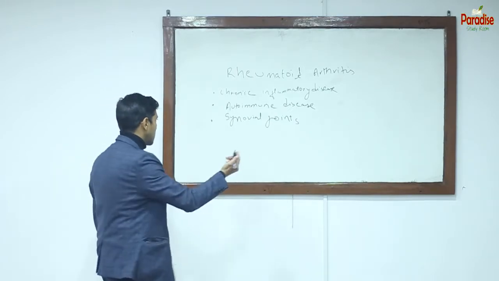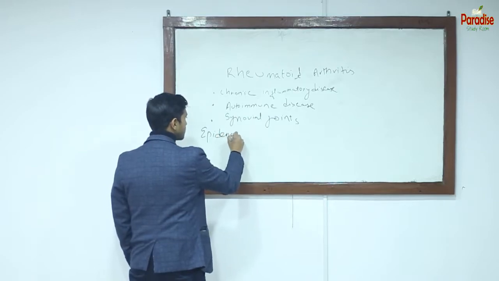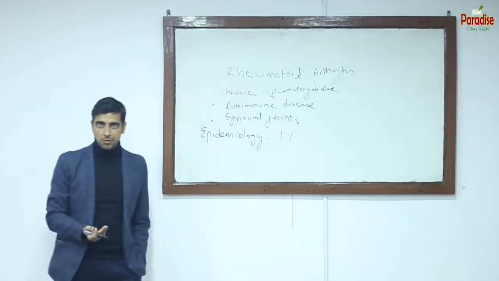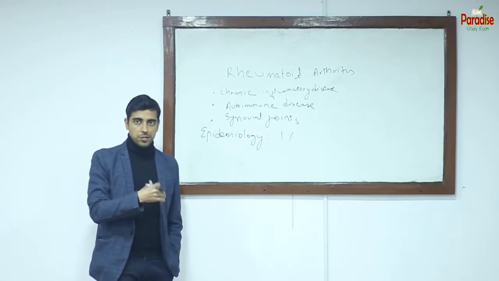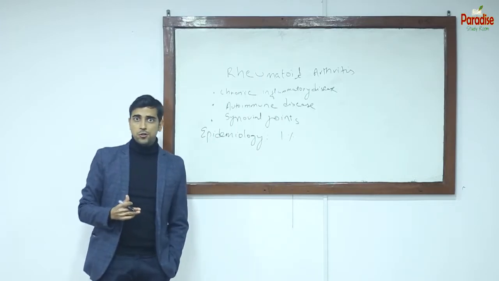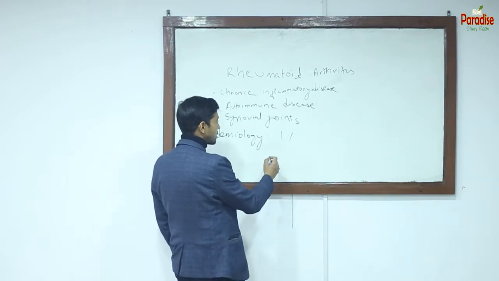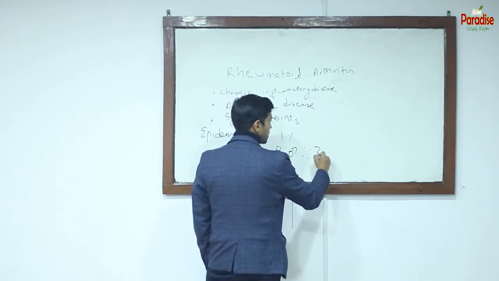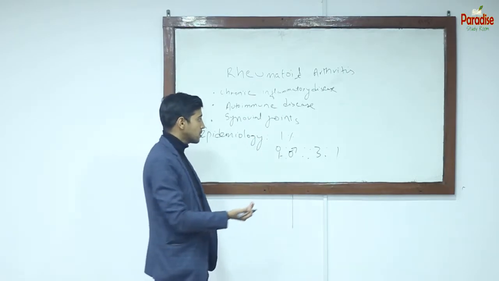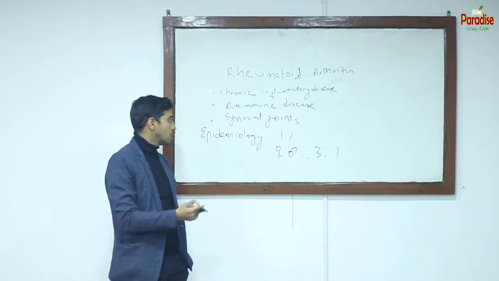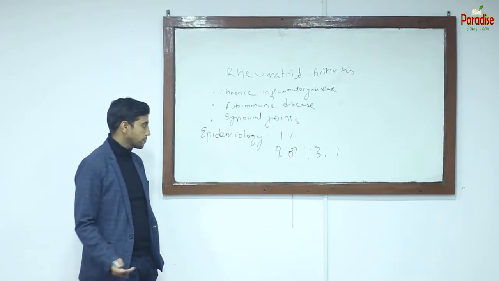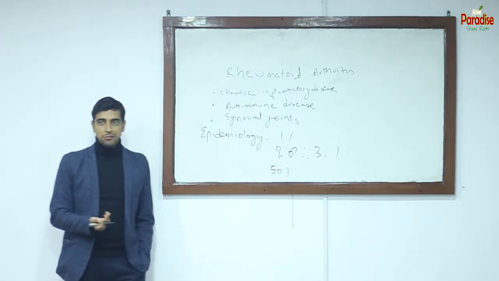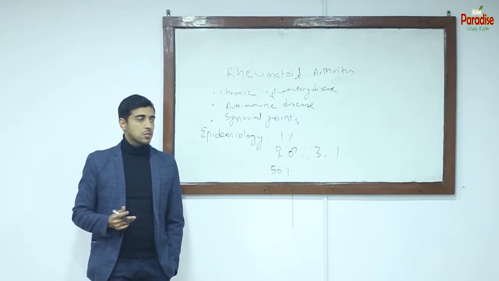Regarding its epidemiology, the prevalence of rheumatoid arthritis is around 1% in the whole world. That means it affects about 1% of the population. For example, the population of Nepal is 3 crores, so it affects around 3 lakh people in the country. It mainly affects females more than males. The female to male ratio is 3:1. Especially, it affects women in their 50s. So this is the epidemiology of the condition.